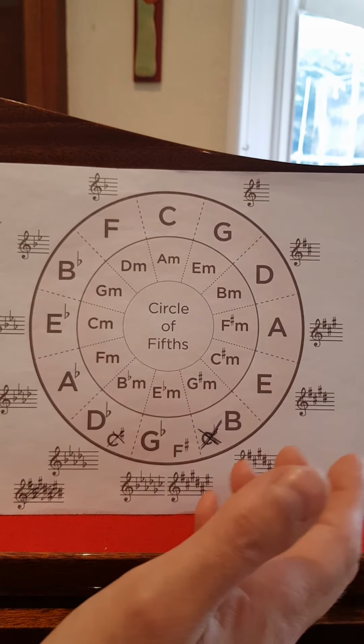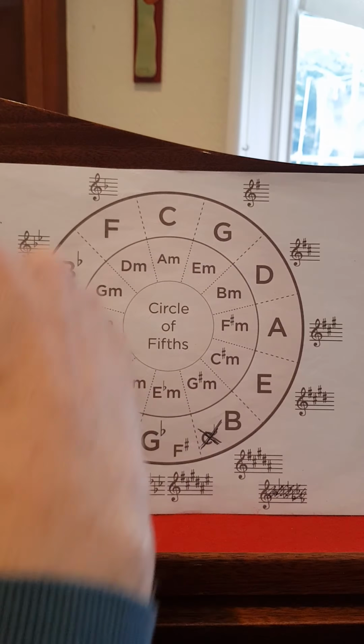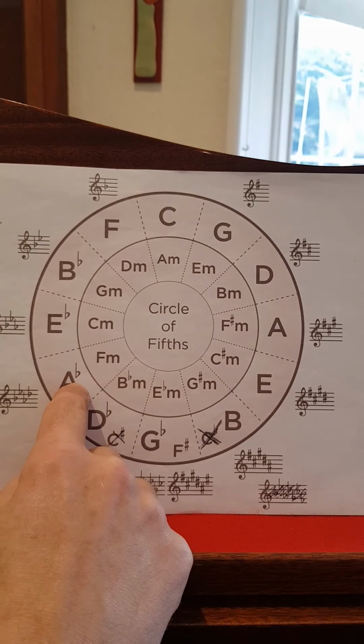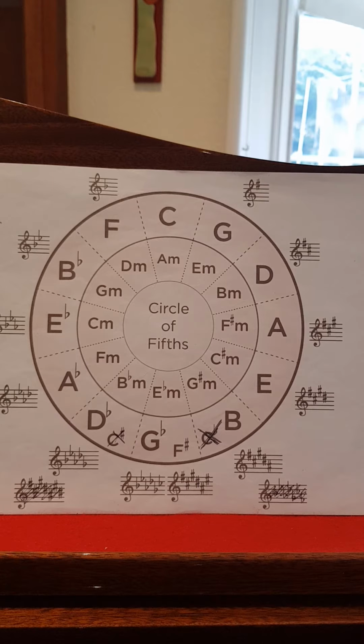Okay, again, I'll just pick another point on the circle. As long as we're going anti-clockwise, we're cool. So B flat, E flat, A flat. So here's B flat minor 7, E flat 9, A flat major 7. Okay, that'll work any way you like.